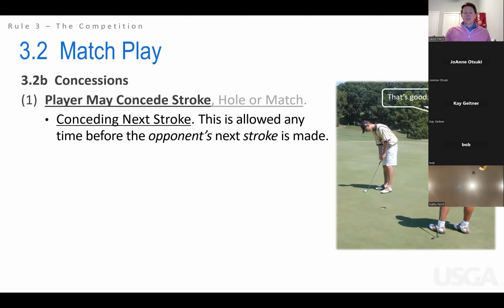So when we're conceding the player's next stroke, we can do it any time before the next stroke is made. So if a player is either lining up a putt or they're getting ready to hit and they haven't made that stroke yet, we still have the opportunity to make that concession and say that next stroke is good.